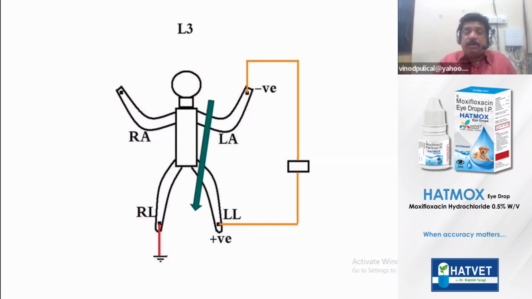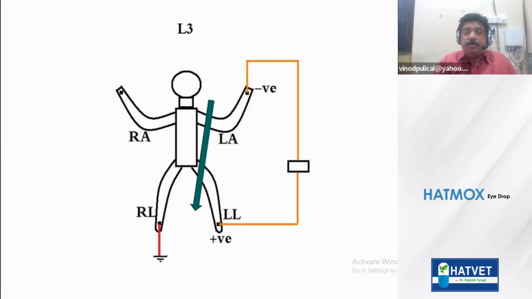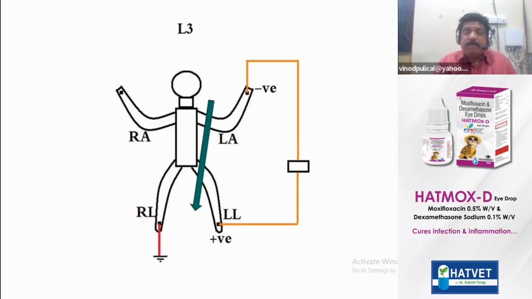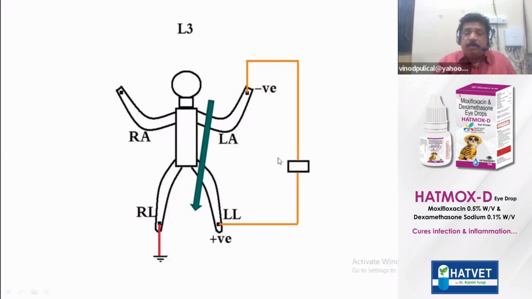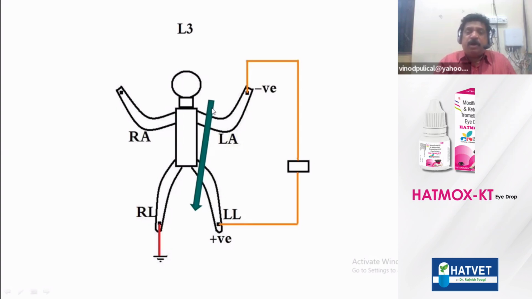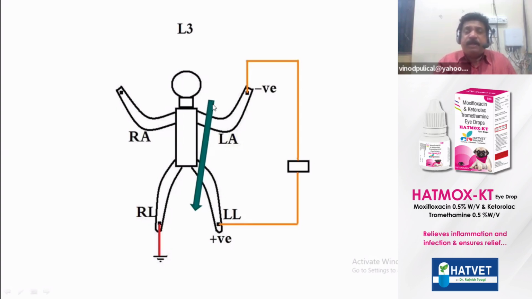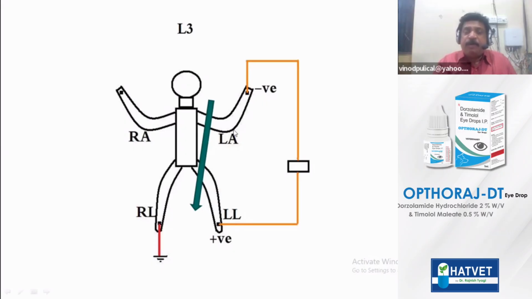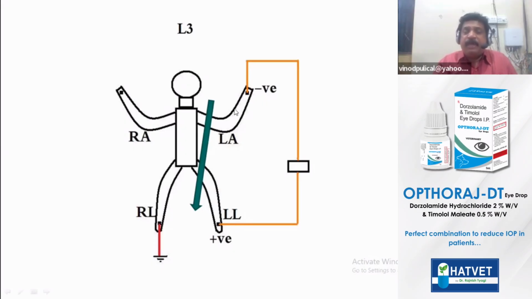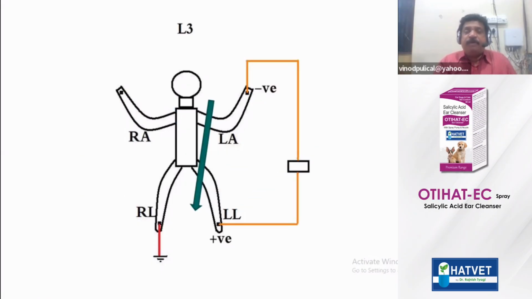L3 is also almost similar to L2, because the galvanometer is looking at the heart almost through the long axis of the heart. It is a combination between the left forelimb and the left hind limb, where the left forelimb is the negative electrode and the left hind limb is the positive electrode, and the right hind limb is the earth. So L1, L2 and L3 were the unipolar limb lead systems.